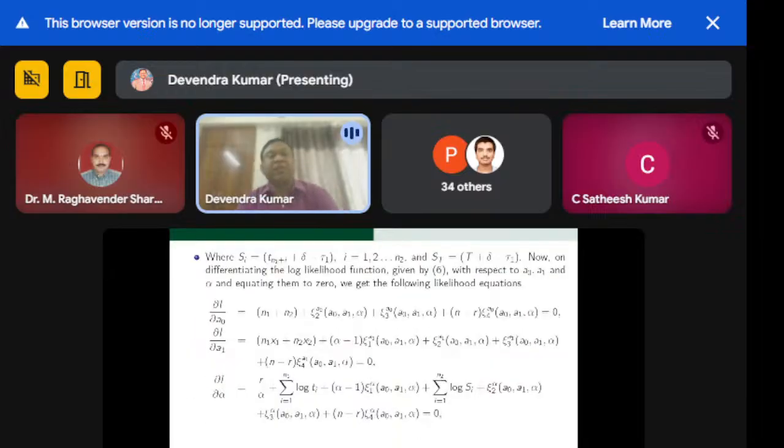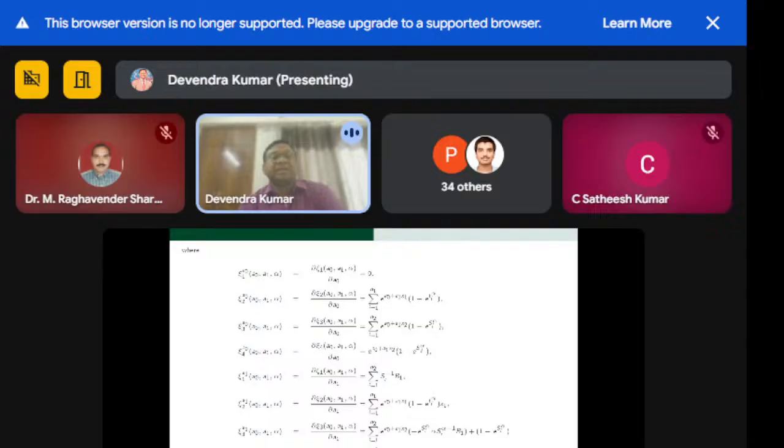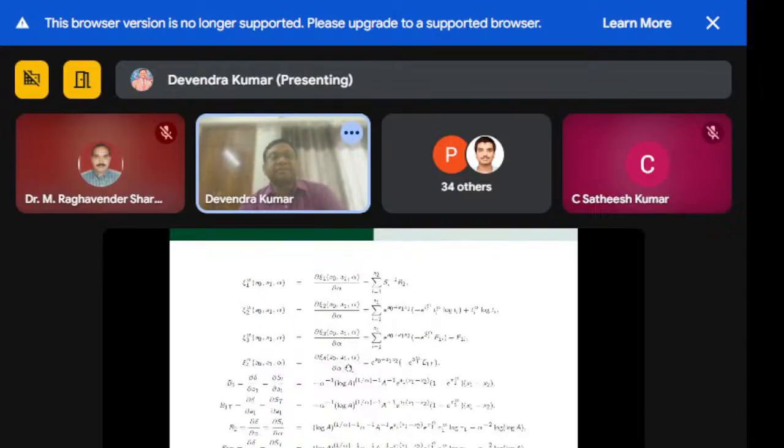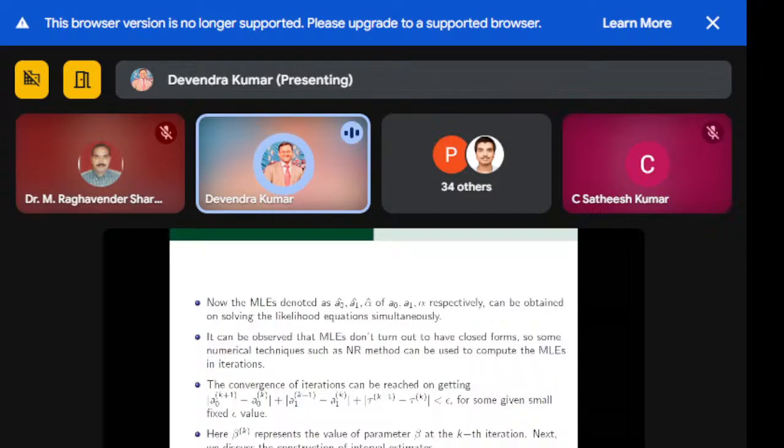And where Si equal to N1 plus i plus delta minus tau 1, i running from 1 up to N2, and St equal to T plus delta minus tau 1. Now on differentiating the log likelihood function given in equation 6 with respect to a naught, a1 and alpha, and equating to 0, we get the following likelihood equations with respect to a naught, a1 and alpha. These are some mathematical calculations. A naught cap, a1 cap, alpha cap can be determined on solving the likelihood equations simultaneously.